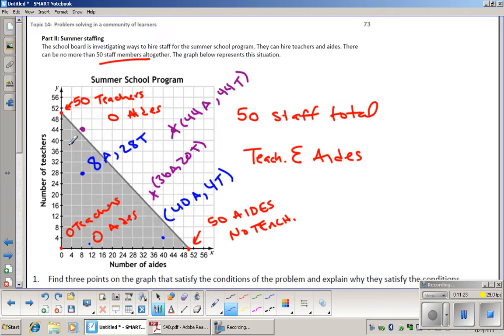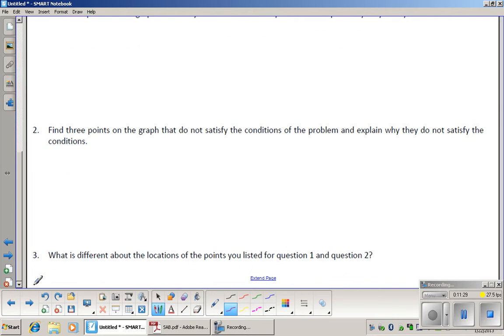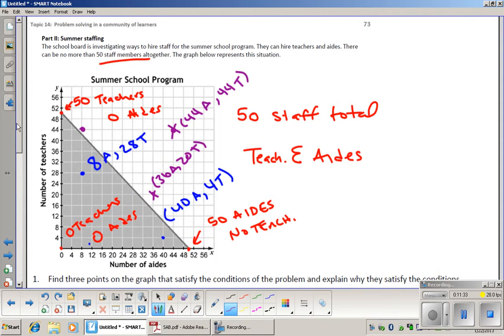Question 3, what is different about the locations of the points listed in question 1 and question 2? Well, how many times can I say it? It looks like the answers are going to be where it's shaded, this part, and the non-answers are going to be where it's not shaded, this part. So again, it seems like the most important thing you can do is find the extreme boundaries, and that'll set your perimeter that's shaded in the area. You got your solutions. Let's talk about this one.